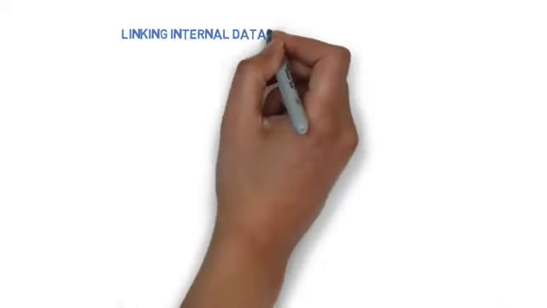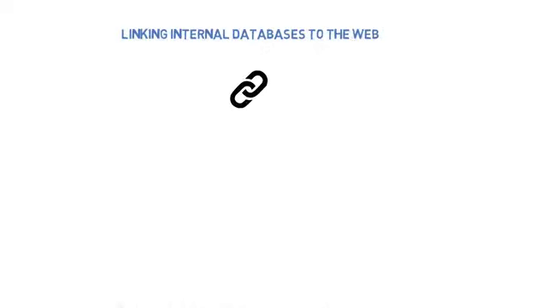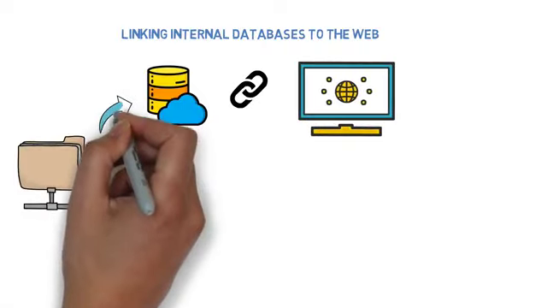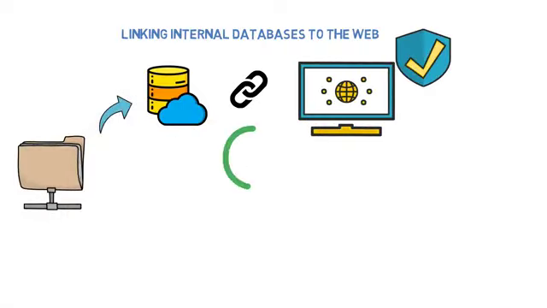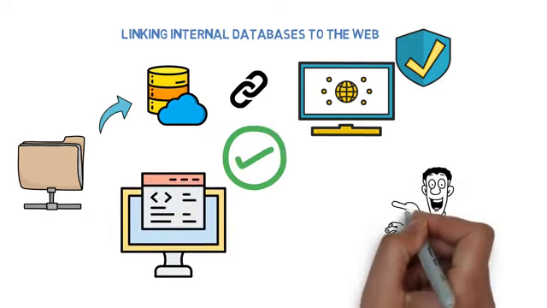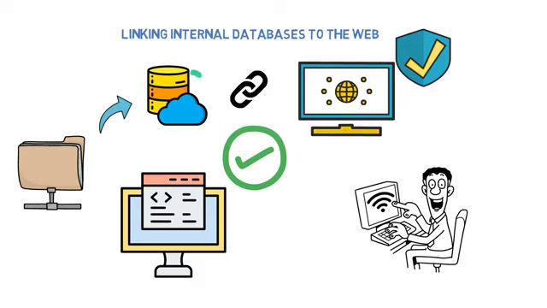Linking internal databases to the web. Linking internal databases to the web involves making the data stored in internal databases available on the web. This can be done by creating web applications that enable users to interact with the data stored in internal databases.